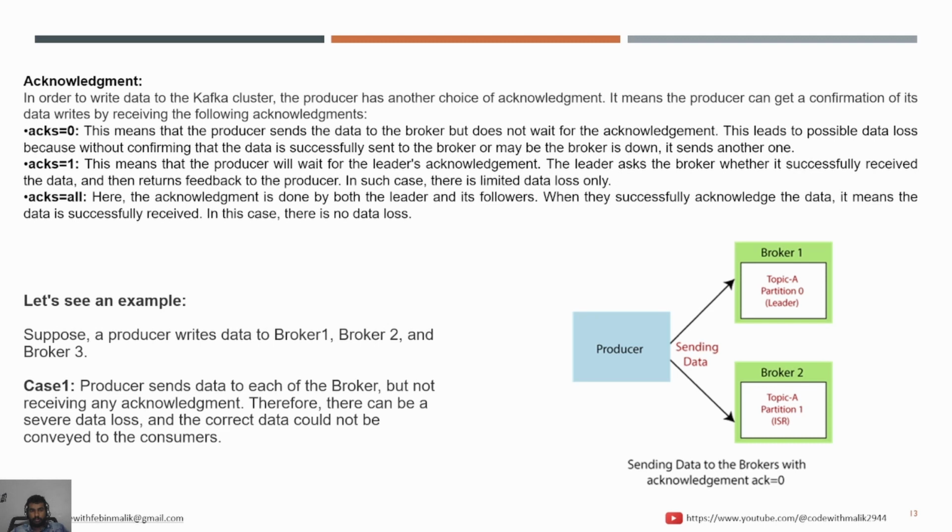acks equals 1: this means that the producer will wait for the leader's acknowledgement. The leader asks the broker whether it successfully received the data, and then returns feedback to the producer. In such a case, there is limited data loss only.